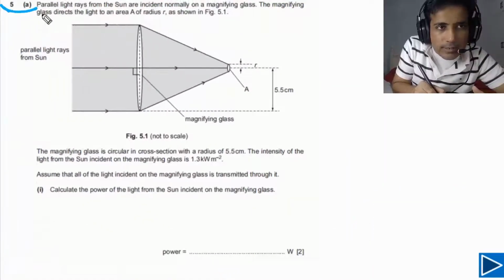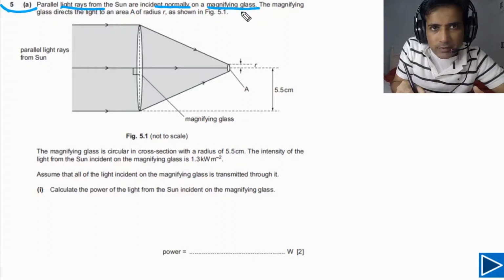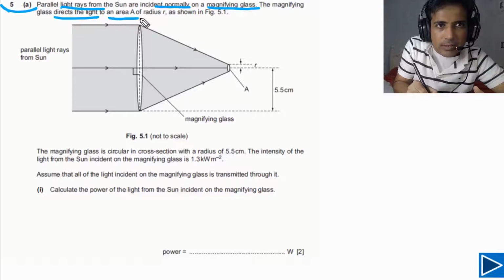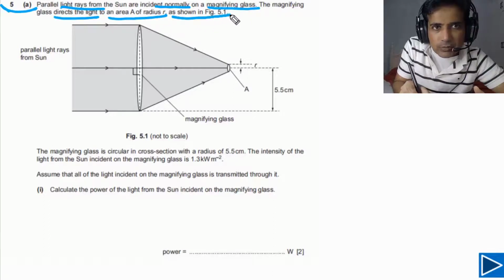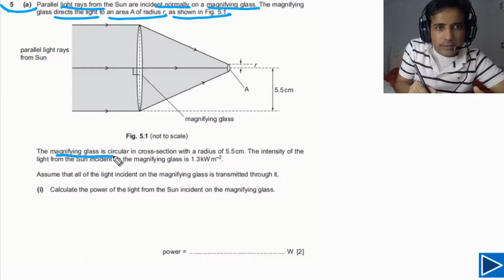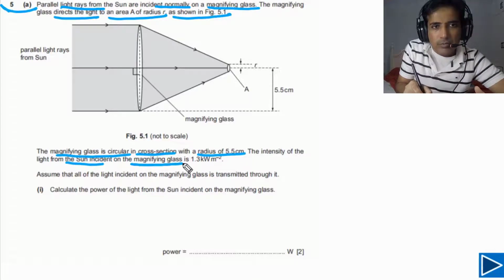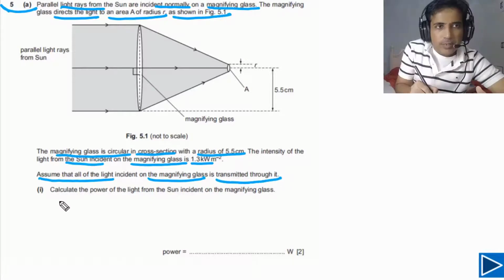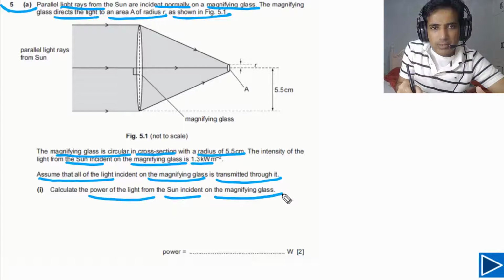For question number 5, part A, it is given to us light rays from the sun are incident normally on a magnifying glass. The magnifying glass directs the light to an area of radius r as shown in figure 5.1. The magnifying glass is circular in cross section with a radius of 5.5 centimeters. The intensity of the light from the sun incident on the magnifying glass is 1.3 kilowatts per meter square. Assume that all of the light incident on the magnifying glass is transmitted through it. For part A1, we need to calculate power of the light from the sun incident on the magnifying glass.